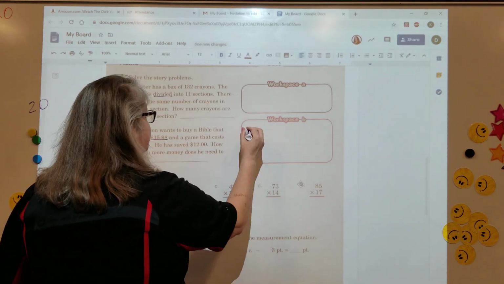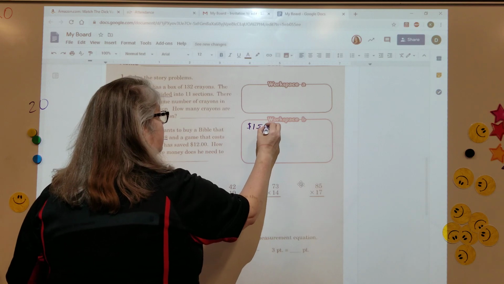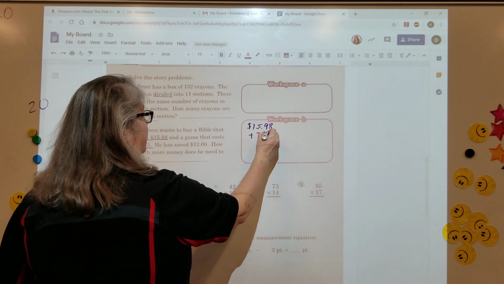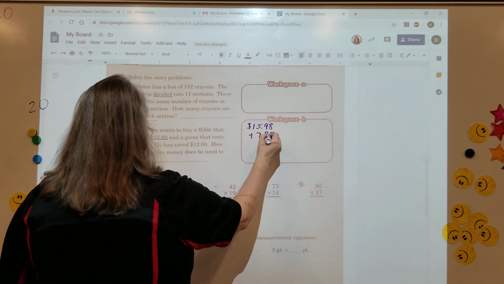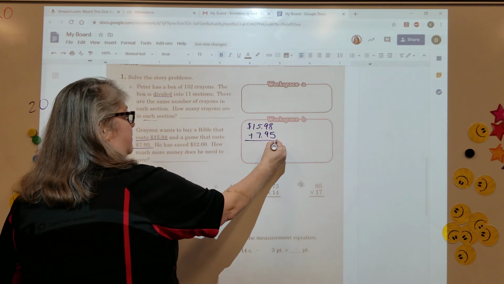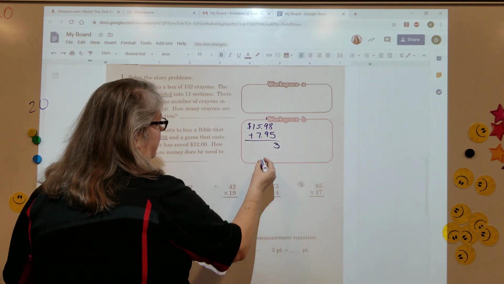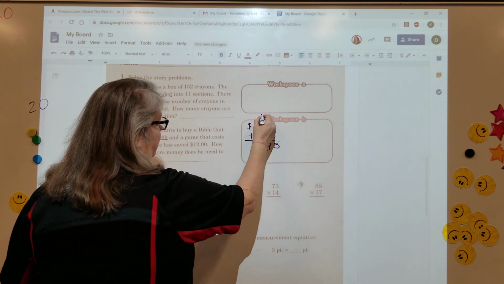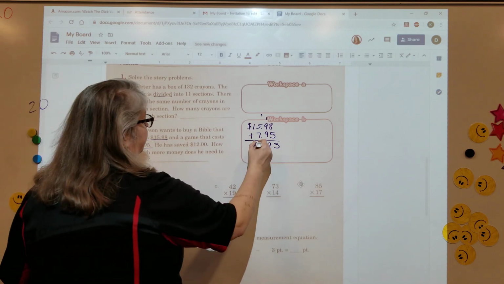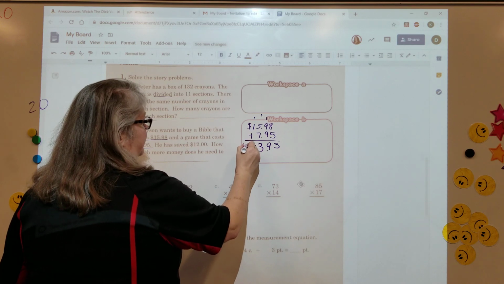Okay, you should have added these two, because this is what he wants to buy. $15.98 plus $7.95, this is what he wants to buy. So we're going to first add. 8 plus 5 is 13. 9 and 9 is 18 plus 1 is 19. Carry the 1. 1 plus 5 is 6. And 6 plus 7 is 13. Carry the 1. 1 plus 1 is 2. This is the total cost.